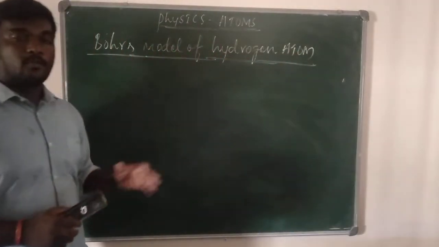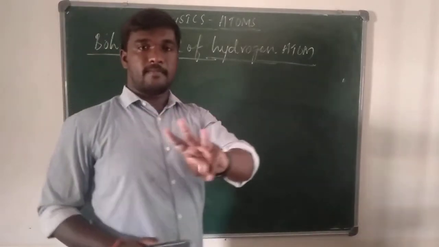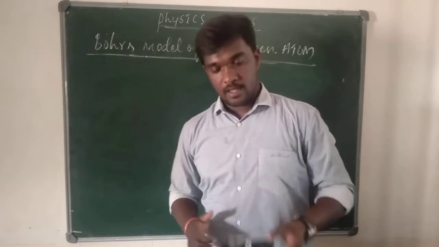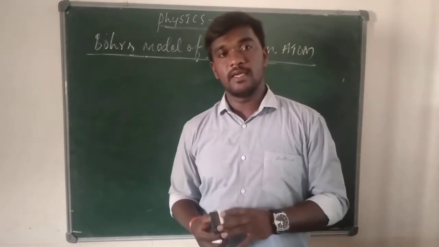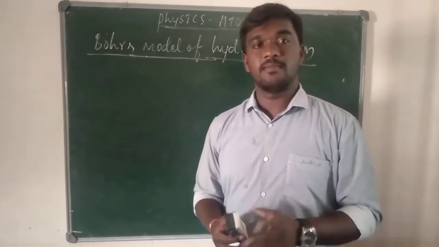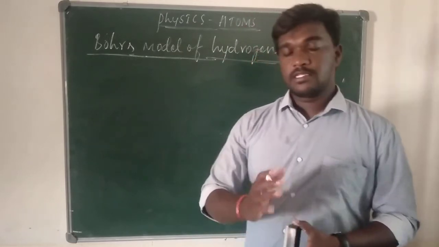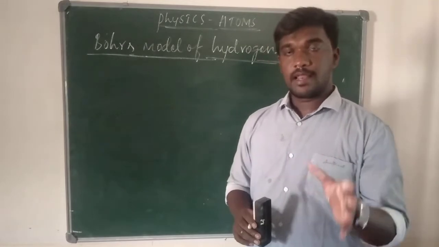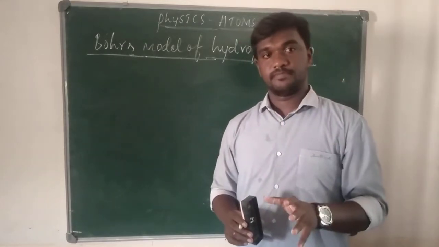Next, Bohr's model of the hydrogen atom. There are three main postulates of Bohr. One is that every atom consists of a central core, that is the nucleus, in which the positive charge and almost all the mass is concentrated, and the electron revolves around the nucleus in a circular orbit.